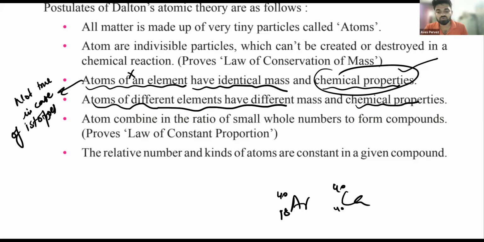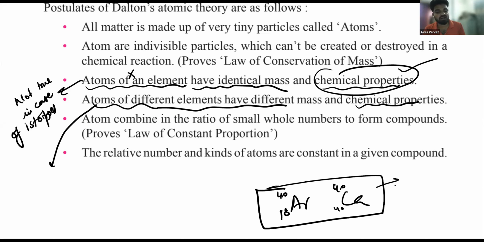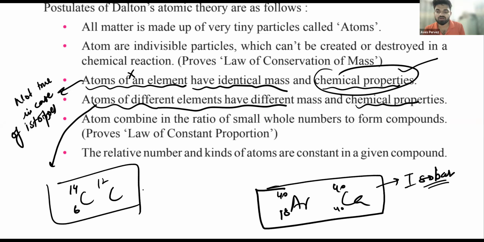Okay, so let's move on. Note it down that this statement is not true. These elements have the same atomic mass but different atomic numbers. They are called isobars. And if I have carbon 12 and carbon 14, they are called isotopes.